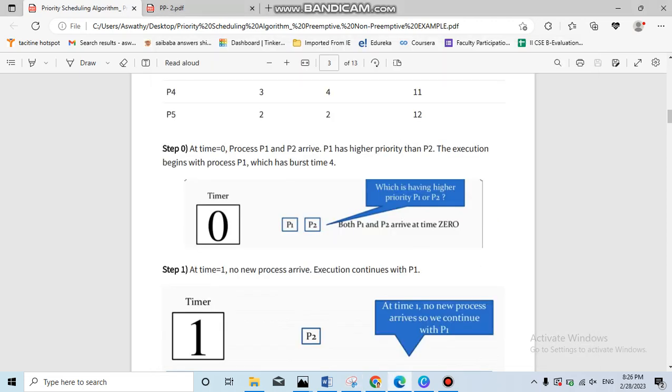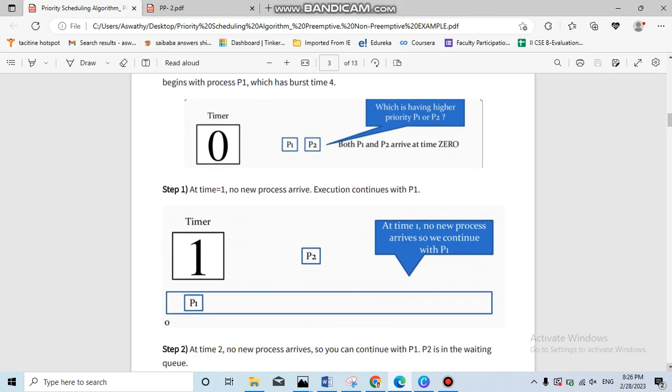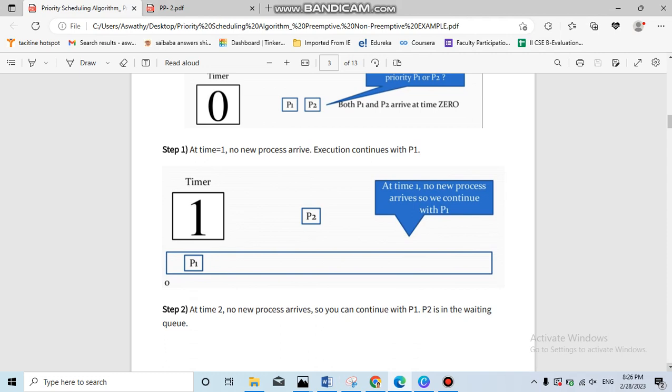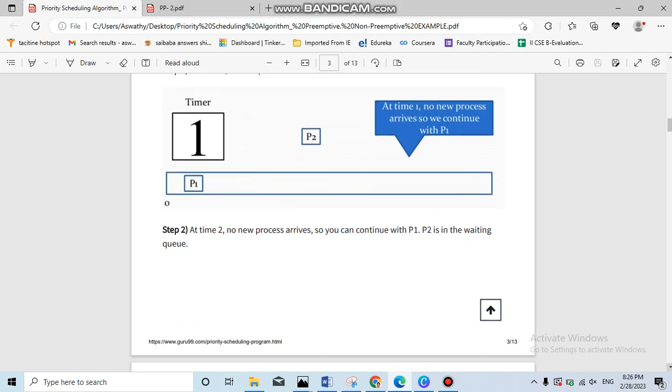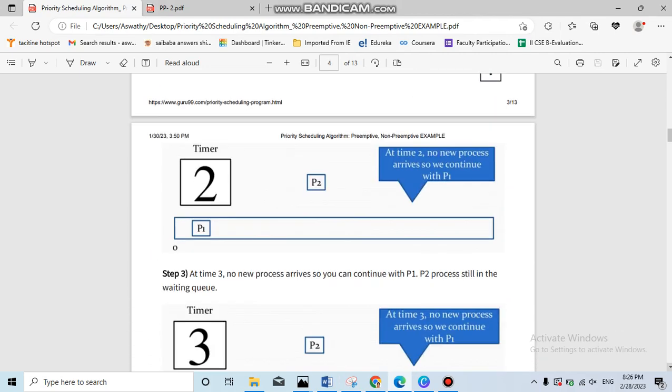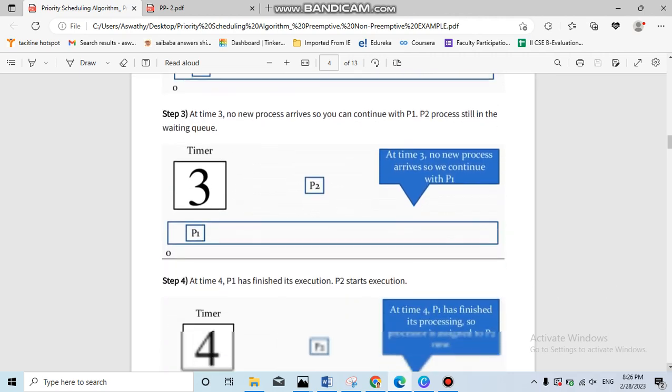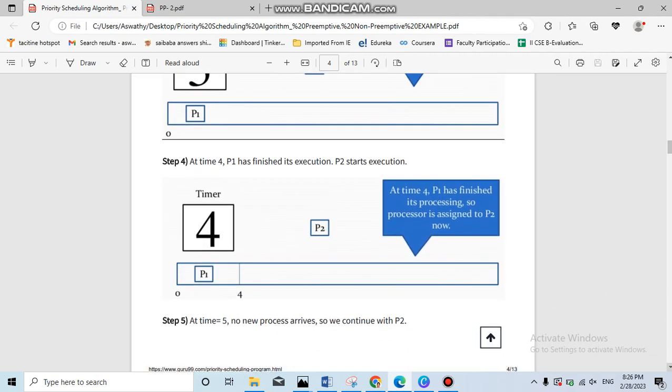Now at time 0, processes P1 and P2 arrive, but P1 holds a higher priority than P2. So the execution begins with process P1, which has burst time 4. P1 holds the highest priority, so P1 executes first. At time 1, no other process comes with a higher priority, and at time 2 and time 3 also no process arrives. At time 4, process P1 completes its execution and leaves the queue.